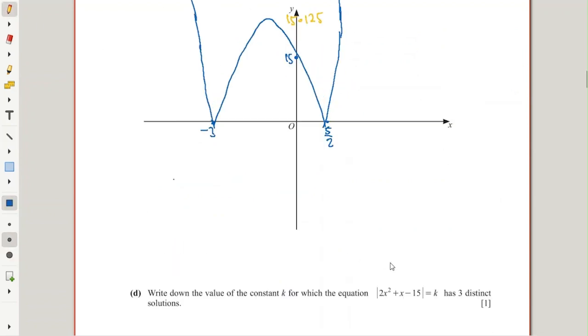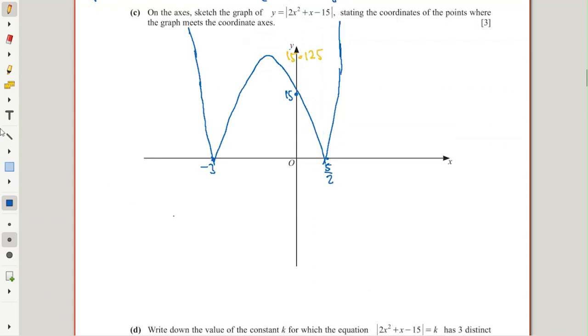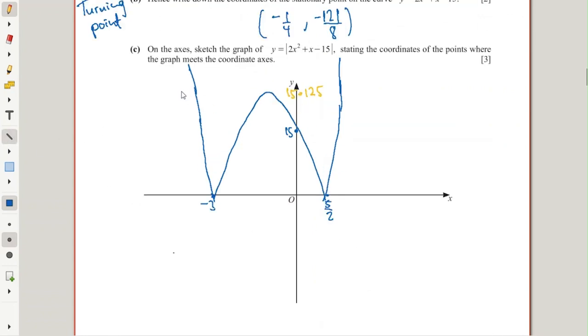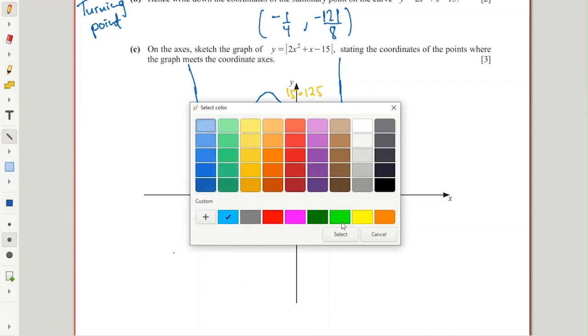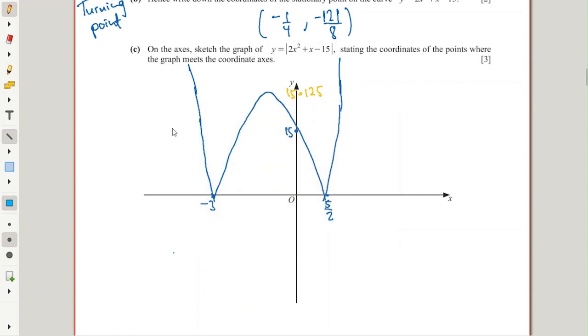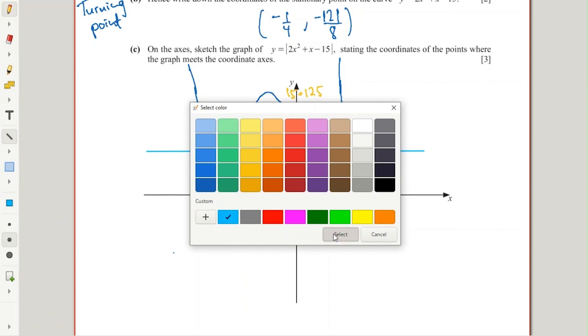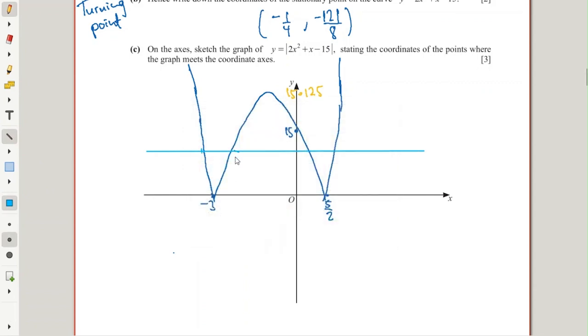All right. So now write down the value of the constant k for this equation when it has three distinct solutions. This is how to check. Just draw a horizontal line through the graph. Let's test this side and see whether it will work. Does it favor us here? This is when it has four distinct roots.